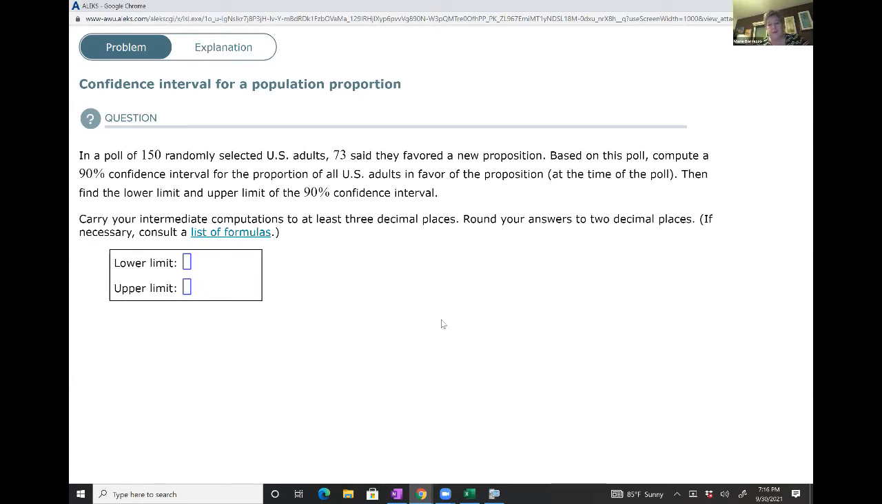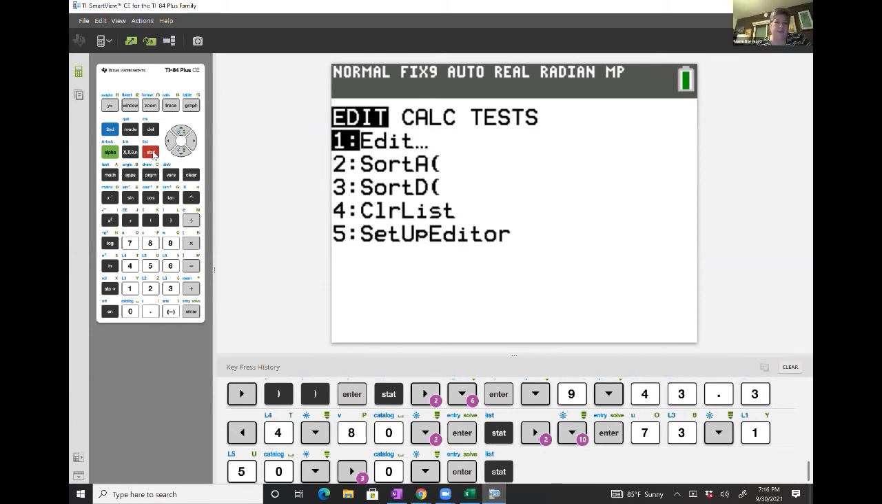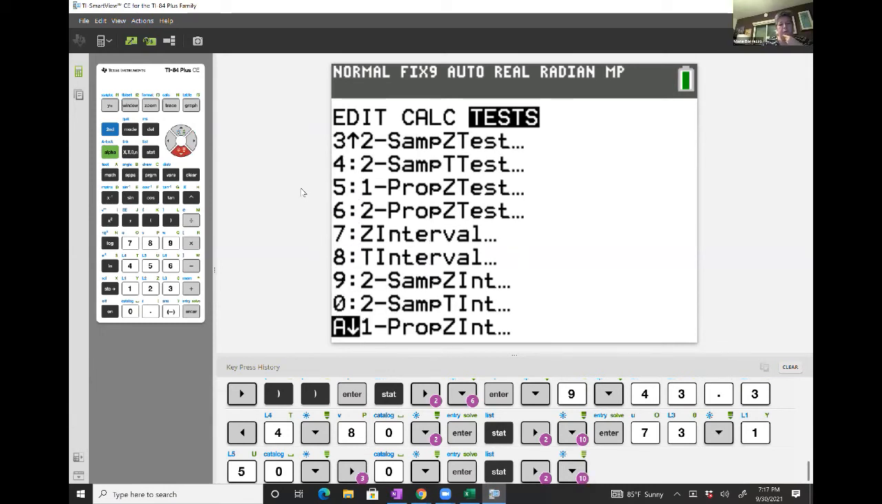So Ronnie, you needed to see the calculator? Go to stat. With your arrow key, go to test. Scroll down with the arrow key all the way down, and you'll see 1-PropZInterval. Hit Enter.